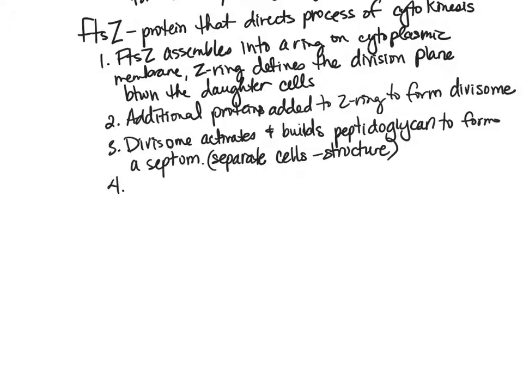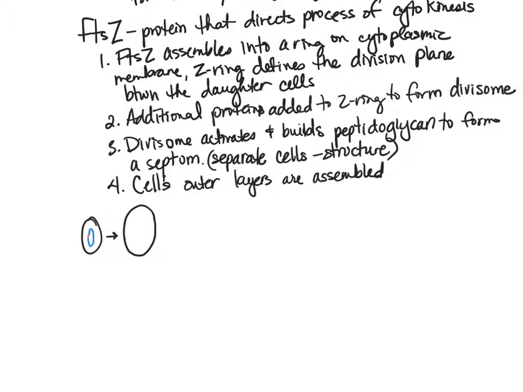So then, step four, the cell's outer layers are assembled. If you take a look in the book, I think that they do a good job of illustrating this. So just in simple terms, if we're talking about binary fission, we have our cell, and inside of our cell, we have our DNA, which is circular DNA here. The red here is going to be our origin of replication. So step number one, remember that our cell is going to get larger and larger because it's going to be making more of those cellular components. And then we have our DNA, our chromosomes, still there. So we're increasing the cellular components. It's growing. It's metabolizing.